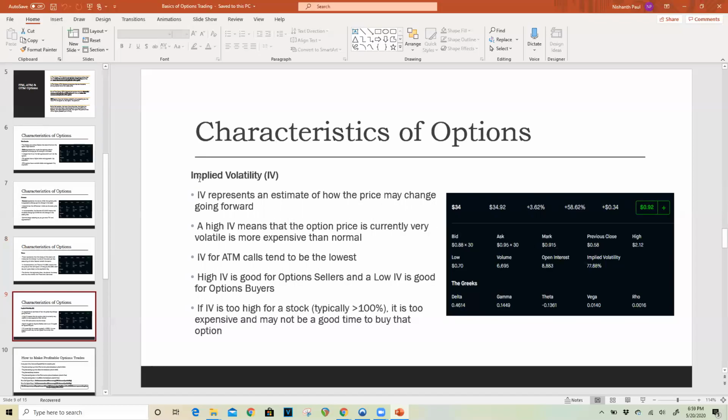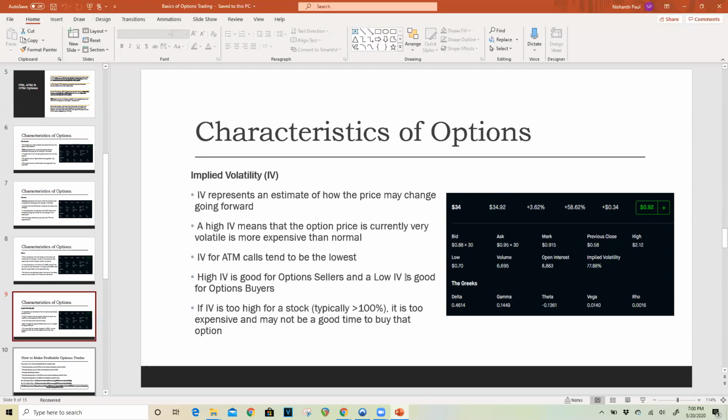Another factor that you need to look into is called implied volatility, which is right here. For this particular stock, the implied volatility for this strike price is 77.88%. Implied volatility, as it sounds, represents how the price may change going forward. A high IV means that the option price is currently very volatile and is more expensive than normal. Implied volatility for at-the-money calls tends to be the lowest because the price is already at that option. So high implied volatility is good for option sellers, and low implied volatility is good for option buyers.